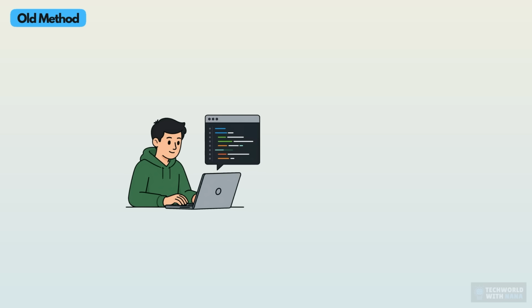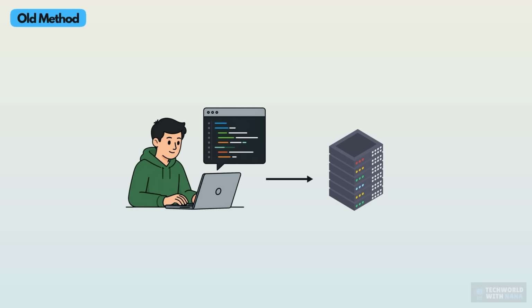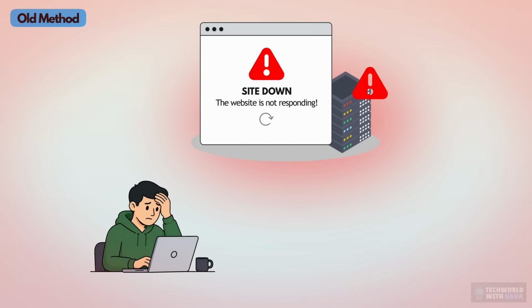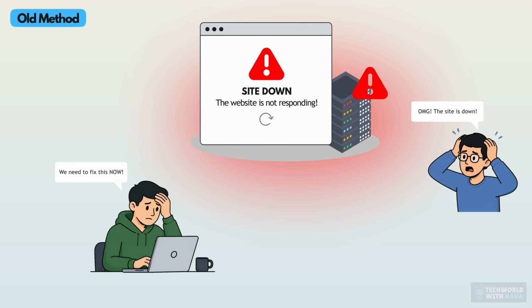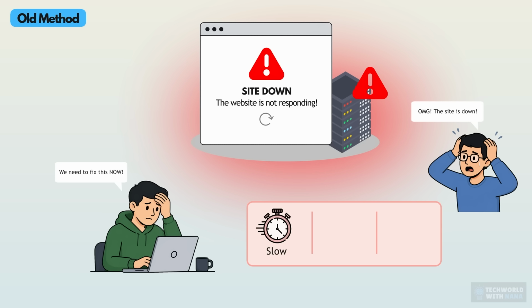Now let's start with the old way, so the modern one makes sense immediately. A developer finishes their code, copies the files onto the live server by hand, restarts it, and hopes nothing breaks. If something is wrong, the website goes down and everyone panics to fix it under pressure. It's slow, it's stressful, risky, and it's easy to make mistakes that take the whole site offline.